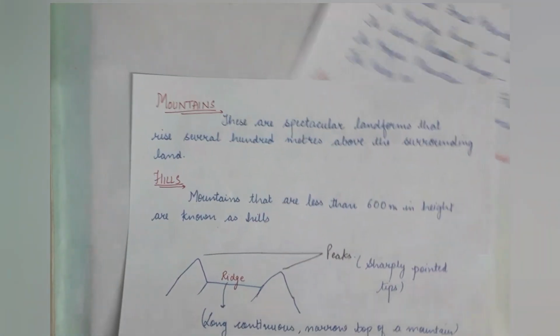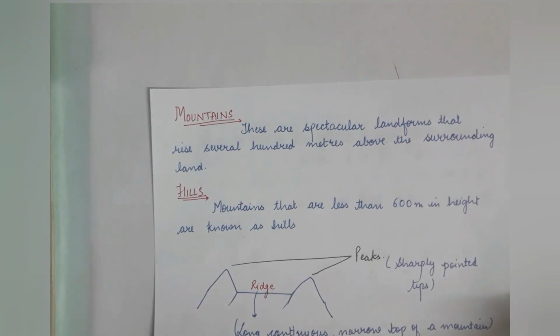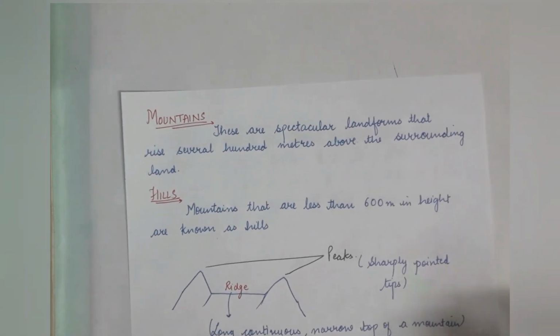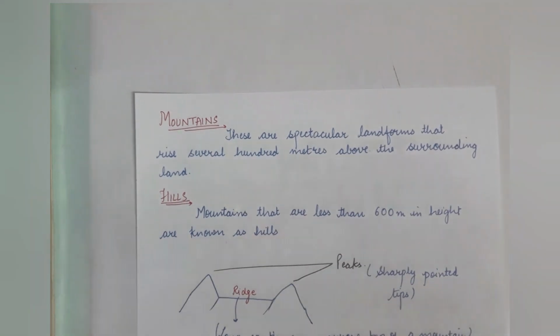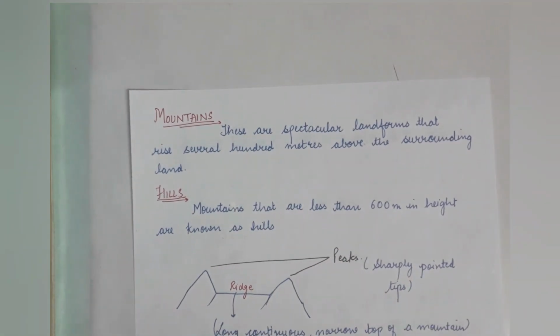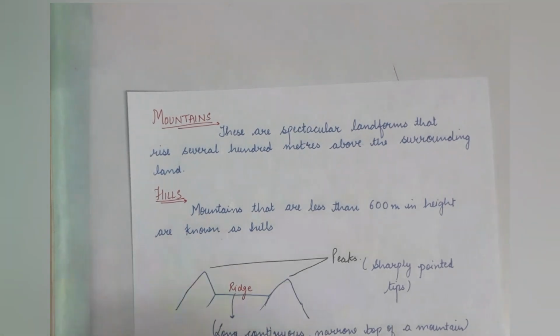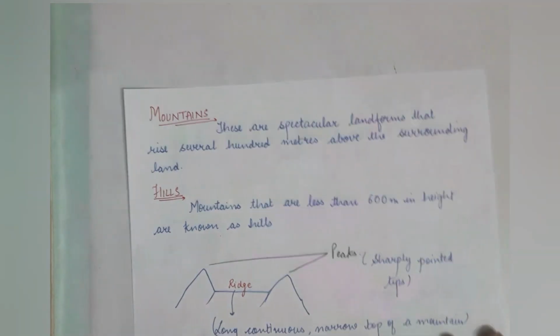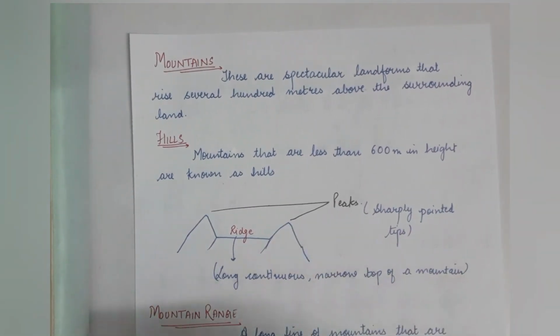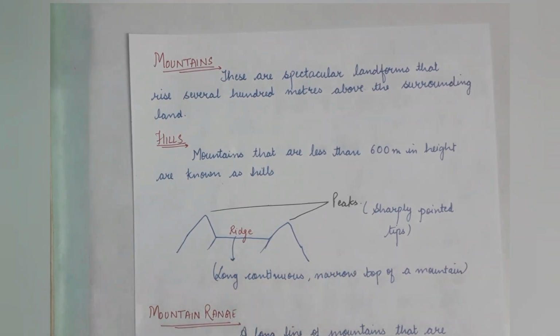Next, the very first feature which we have to discuss is our mountains. So mountains are landforms, but the height is very high. I mean to say the areas, the landforms which rise to several hundred meters above the surrounding land. The surrounding land is low. So they are known as mountains. When the mountains are of less than 600 meters in height, they are known as hills.